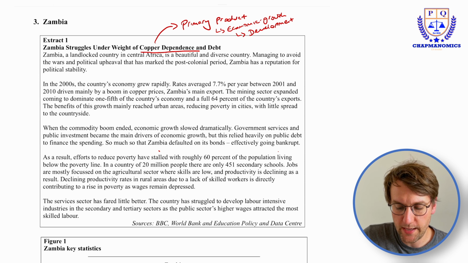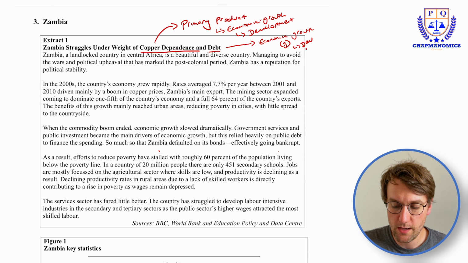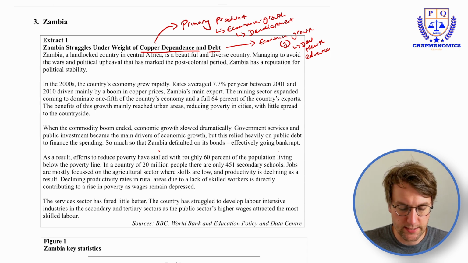So under the weight of copper and under the weight of debt, well, debt is massively going to affect economic growth, because if our government is in significant amounts of debt, it's going to affect that G component of aggregate demand. But this is also likely to affect development too, because of investment into things like health and education. Those things are likely to be lower because we simply don't have the money to do it. We're in huge amounts of debt, and as a result, paying high levels of interest. Now let's get into the text itself.